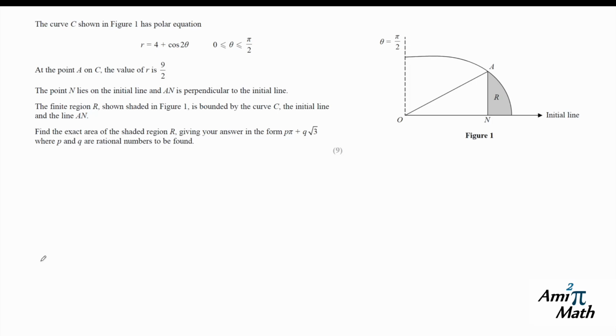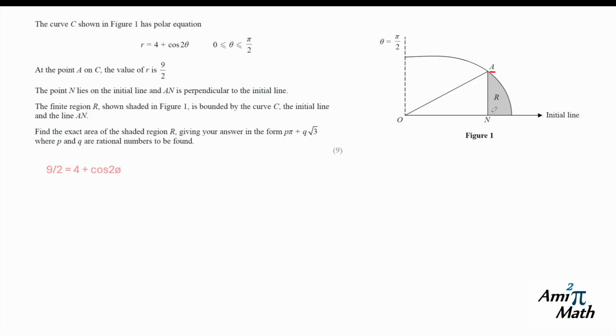The curve C, shown in figure 1, has polar equation r equals 4 plus cos 2 theta. At the point A on C, the value of r is 9 over 2, so this point here. The point N lies on the initial line and AN is perpendicular to the initial line. The finite region R, shown shaded in figure 1, is bounded by the curve C, the initial line, and the line AN. Find the exact area of the shaded region R, giving your answer in the form P pi plus Q root 3, where P and Q are rational numbers to be found.